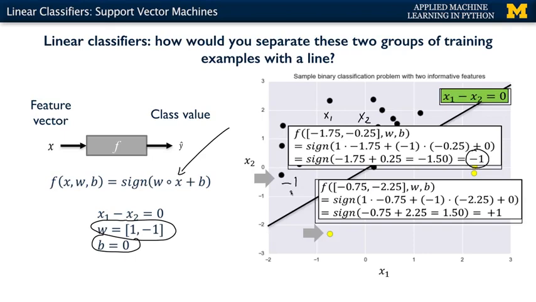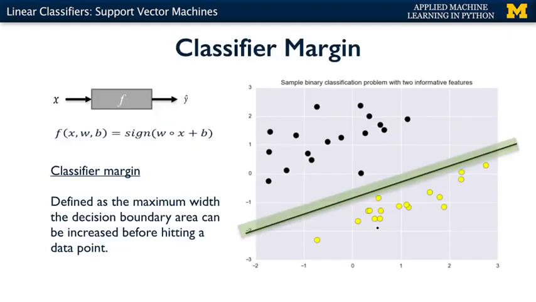So you see that by applying a simple linear formula, we've been able to produce a class value for any point in this two-dimensional feature space. So one way to define a good classifier is to reward classifiers for the amount of separation they can provide between the two classes. And to do this, we need to define the concept of classifier margin.